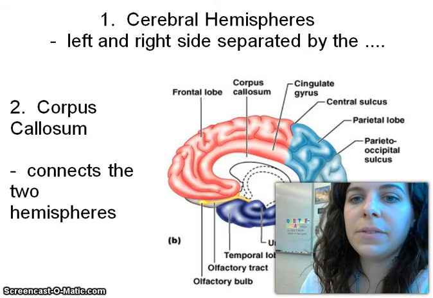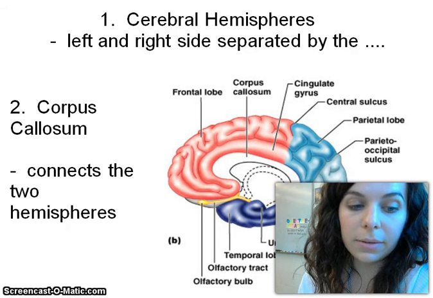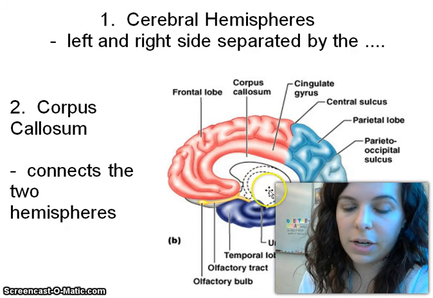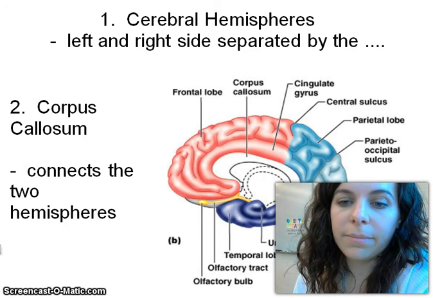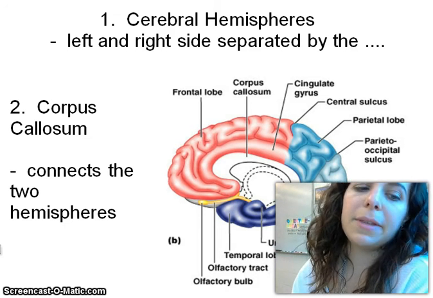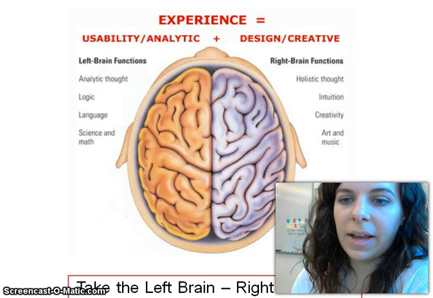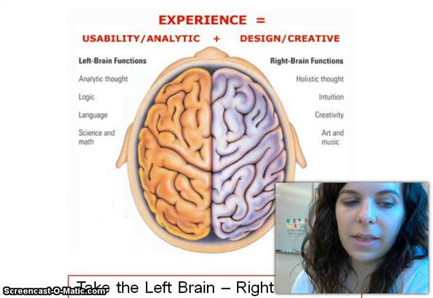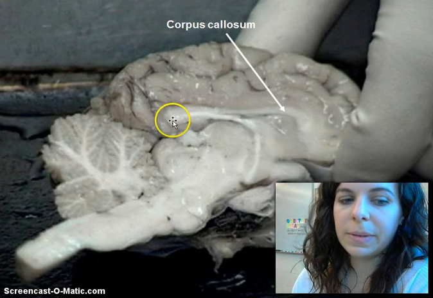In your cerebrum, you have two hemispheres, the left and right side, that are separated by your corpus callosum, which is this section, and that connects the two hemispheres. It can actually be cut, and that sometimes does happen with seizure patients to try to stop the seizures. The left and right hemispheres have different functions, and we took that test today. And here's a picture of the corpus callosum in a sheep's brain.